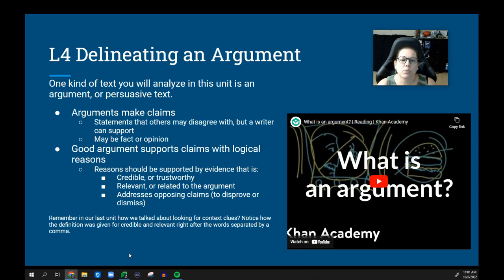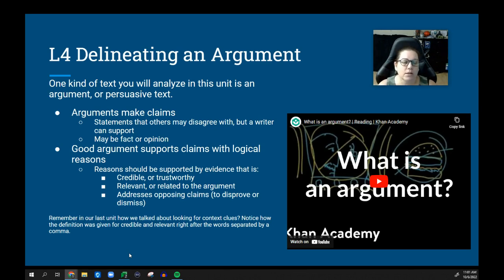A good argument supports claims with logical reasons. The reasons should be supported by evidence that is credible and trustworthy and relevant, or related to the argument, and addresses opposing claims to disprove or dismiss those opposing claims. Okay. So you have to address not only the stuff that supports the argument, but you also have to address the stuff that's against the argument and tell why those claims are not good claims, right? You have to disprove them or dismiss those in some way.